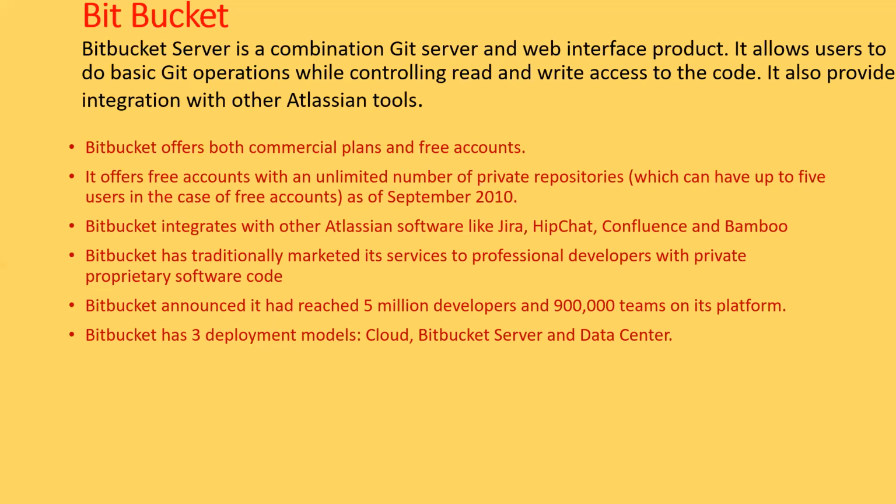As I explained for GitHub and GitLab, it also has a web interface, so that you can look at all the files on your system itself by logging into that Bitbucket URL. It allows users to do basic Git operations while controlling the read and write access to the code. It also provides integration with other Atlassian tools. As we see in GitHub and GitLab, there are some other extra tools apart from Git repository access, like issue tracker, issue board, bug tracker and task management services.